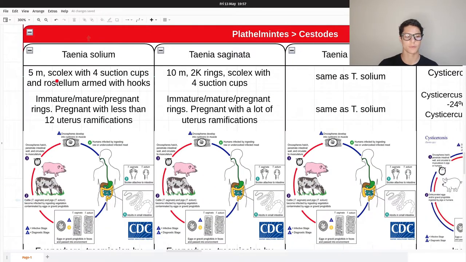So Taenia solium is 5 meters long. They have a scolex with 4 suction cups and a rostellum arm with hooks. They have immature, mature and pregnant rings, because they are cestodes, remember? And pregnant rings with less than 12 uterus ramifications.